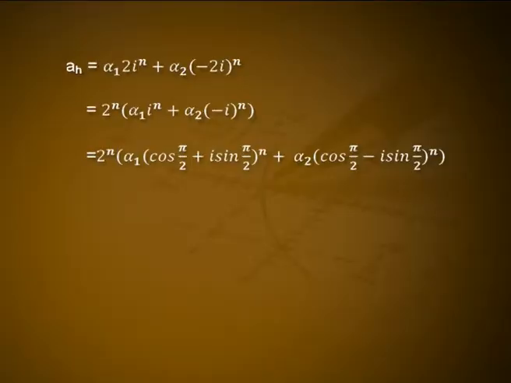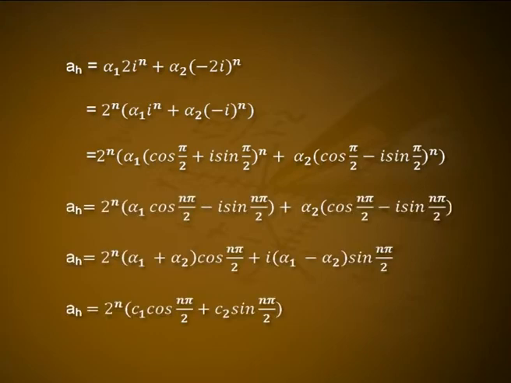Hence, the solutions to this recurrence relation are of the form a_n^h = alpha1 (2i)^n + alpha2 (-2i)^n, which is equal to 2^n [alpha1 i^n + alpha2 (-i)^n], which is equal to 2^n [alpha1 (cos(pi/2) + i sin(pi/2))^n + alpha2 (cos(pi/2) - i sin(pi/2))^n].